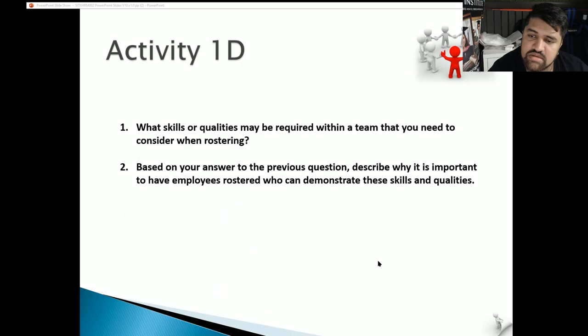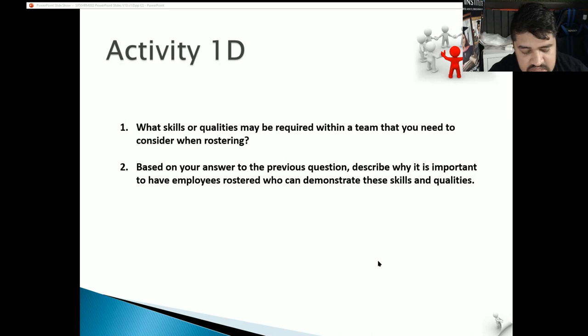Alright, so number two. Based on your answer to the previous question, describe why it is important to have employees rostered who can demonstrate these skills and qualities. Especially when you have those qualities, each of those qualities means something. If they're a leader, that means if a problem does come up, they can guide you through it. If they're a problem solver, meaning if there's a new problem, they can think about what possible solutions could be. If they have great customer service skills, your customers will be happy with you.